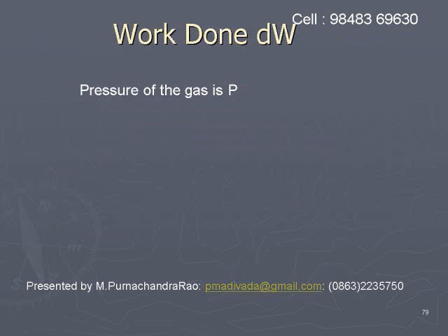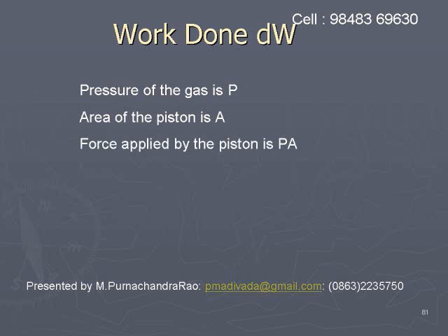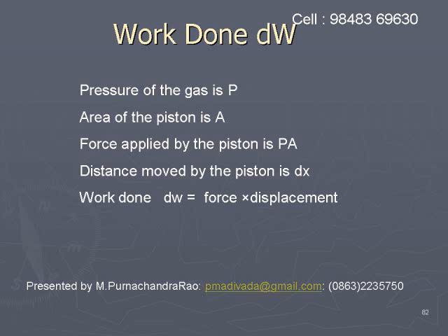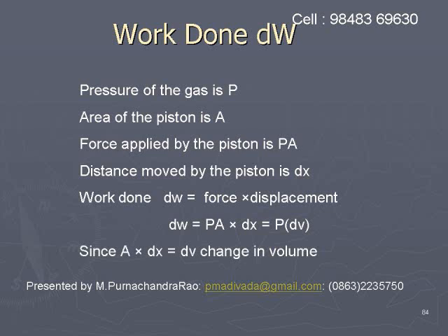Work done dw. The pressure of the gas is P and the area of the piston is A. So, force applied by the piston is PA. Distance moved by the piston is dx. So, work done dw is equal to force into displacement. dw is equal to PA into dx, that is equal to P dV, since area into dx, displacement, is equal to dV, change in volume.